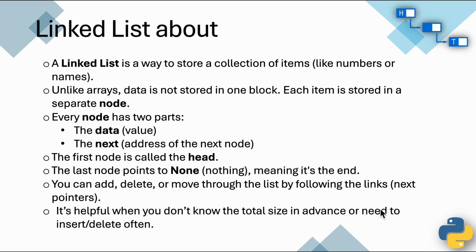Let's talk about how the linked list structure is. Every linked list is made up of multiple nodes. Every node will have two parts. One part is the data part, the other part is a next part. The next part will hold the address of the next node.